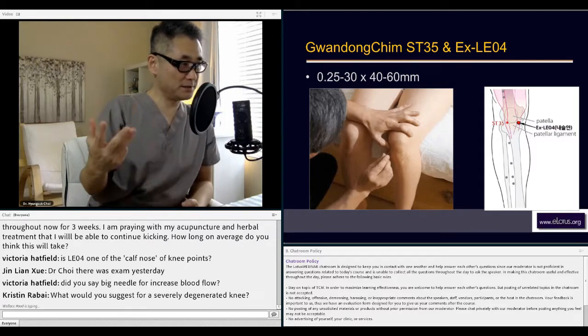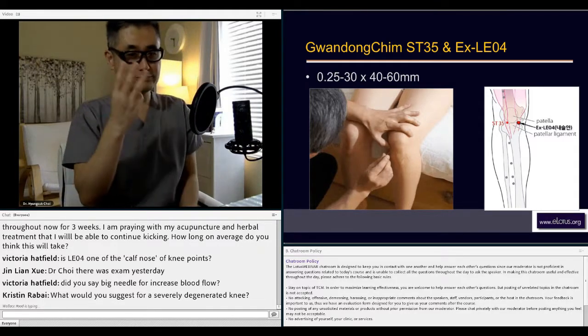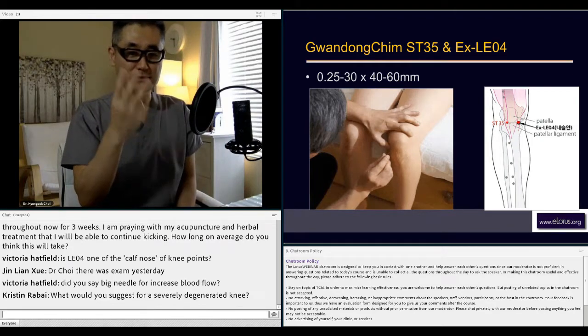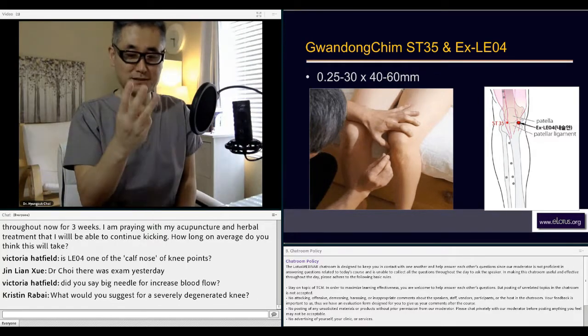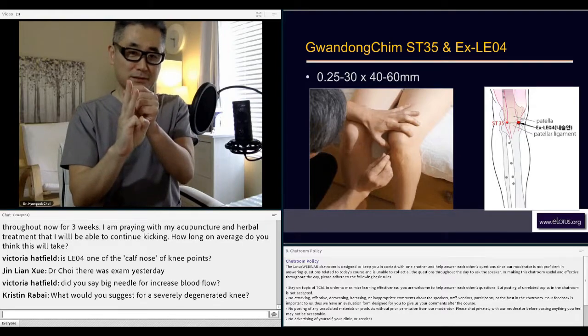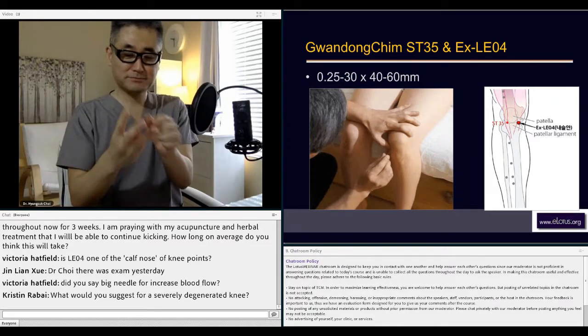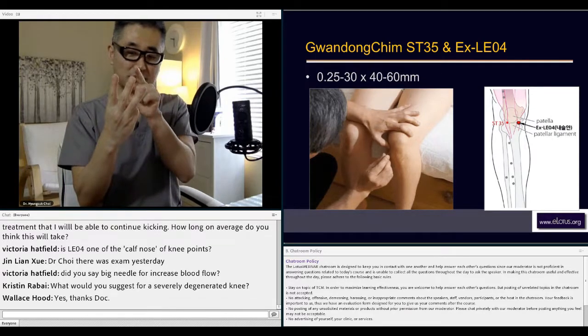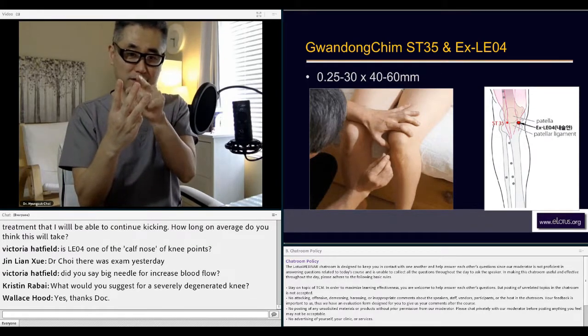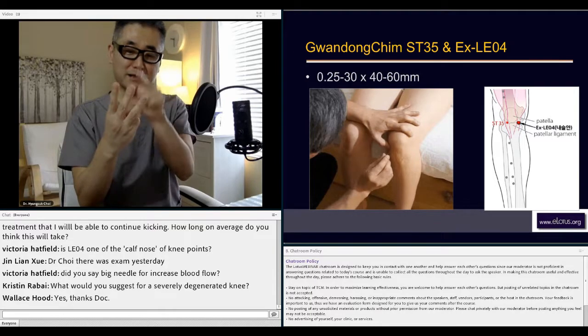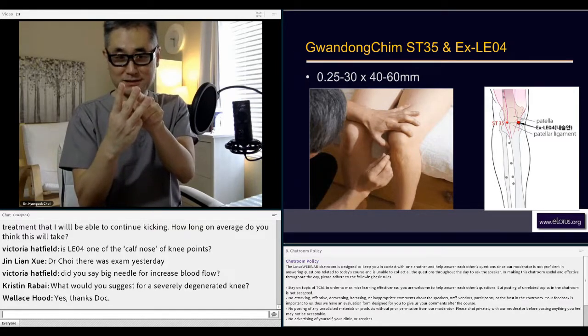Okay, let me repeat this again. The 3 rules of needle selection. First, the patient's body build: bigger guy, bigger needle. And second, thicker for muscle and finer for joint.